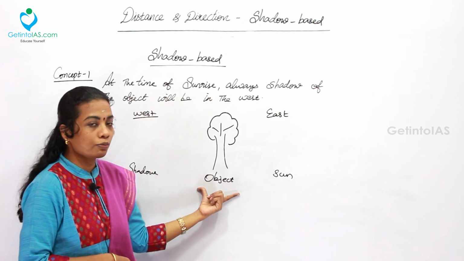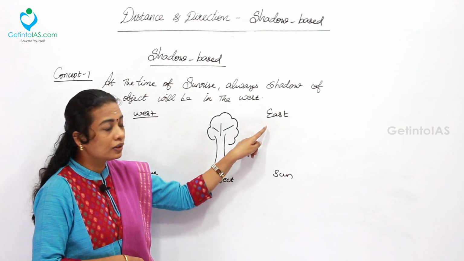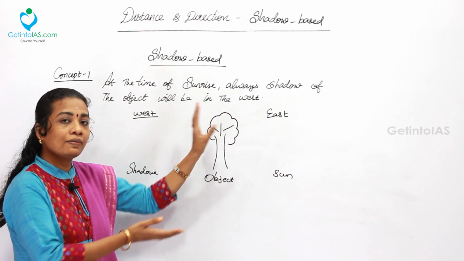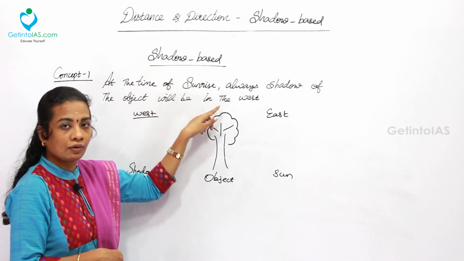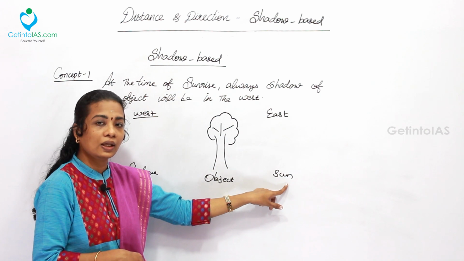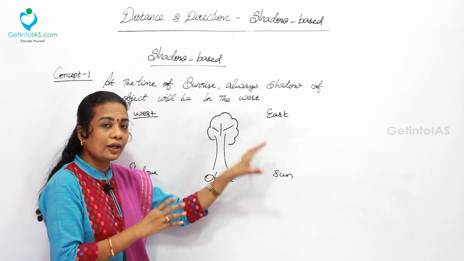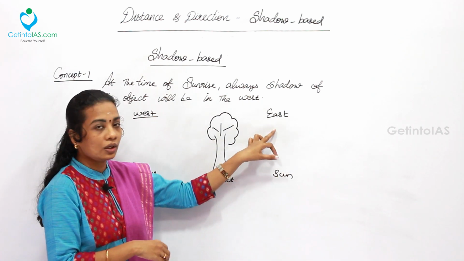So let's take an object. I have taken the tree over here. The sun will be in the east in the morning. In the evening, it will change its direction. That is the next point. Concept 1: at the time of sunrise, the sun will be rising in the east, and till noon, the midpoint of 12 o'clock, the sun is considered to be in the east. So the sun is in the east.